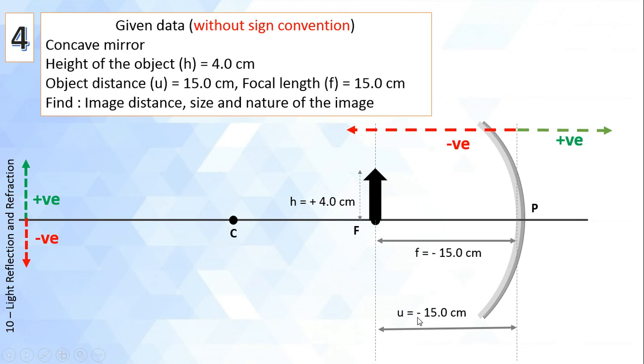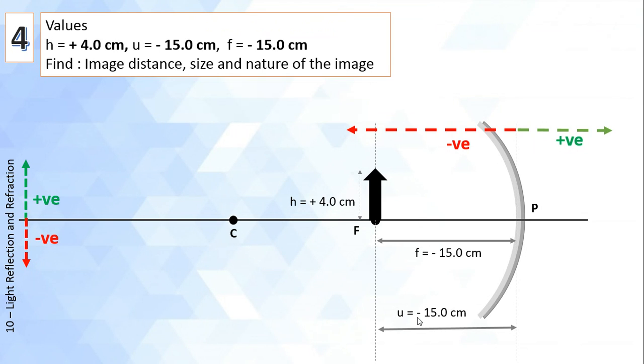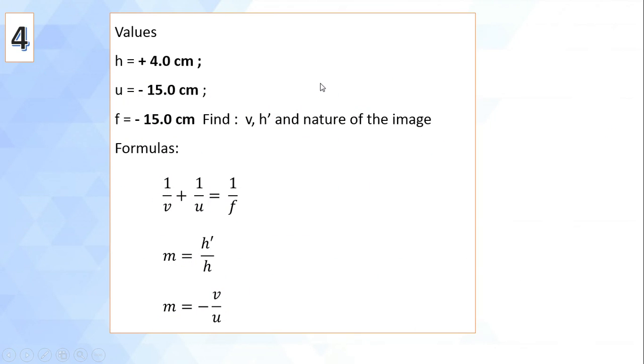Now we have to write the values with the proper sign convention. Now we set the stage for finding the values. So write the values with the proper sign convention. That is h is equal to plus 4.0, u is equal to minus 15, and f is equal to minus 15 centimeter. And we have to find v, m, and nature and everything.